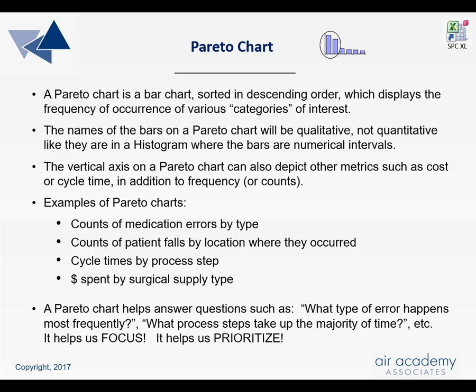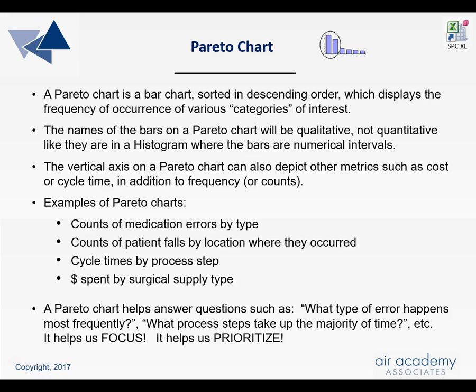Some examples of Pareto charts might be the counts or frequency of medication errors by type of error or by reason of error. Another might be the counts or frequency of patient falls by location of where they occurred. Another might be the cycle times by process step. Another might be the cost spent by surgical supply type.